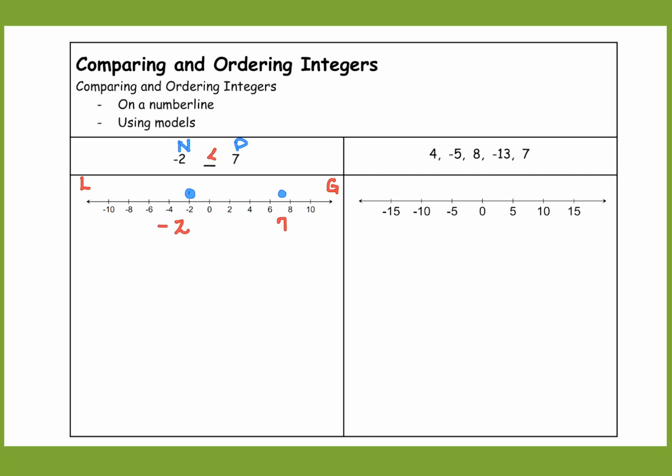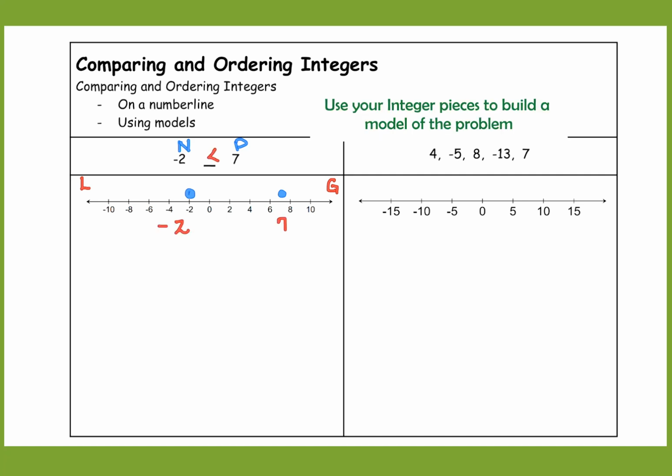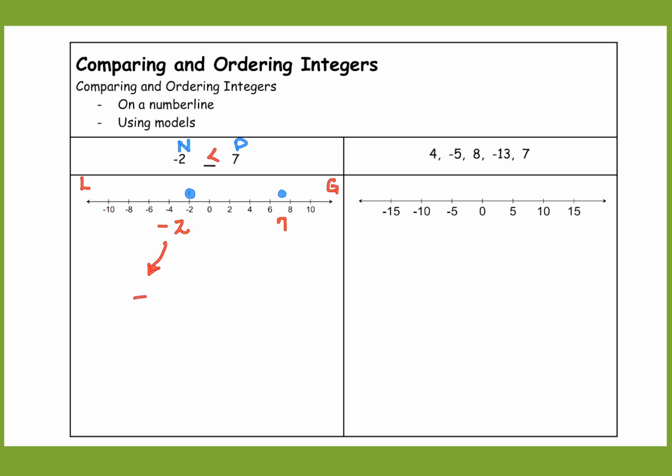Now let's grab our integer models. If you did not print these out, feel free to write your models into your guided notes using pluses and minuses. For -2, I'm adding 2 minus signs, and for +7, I'm adding 7 plus signs. We know that there is a greater number of positives, and because 7 has more, we can say that 7 is greater than -2, and -2 is less than 7.